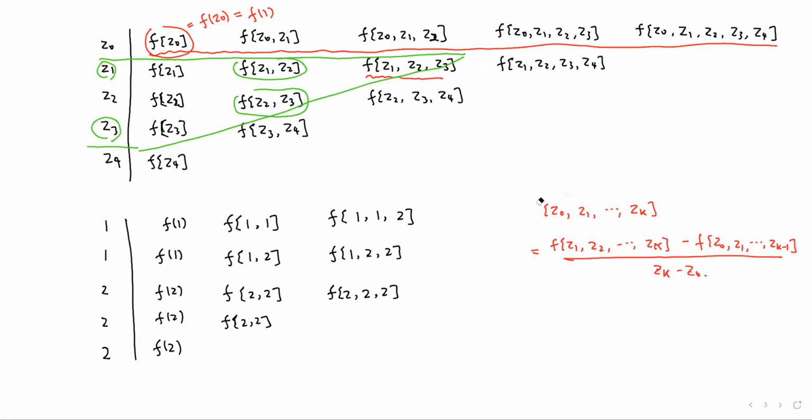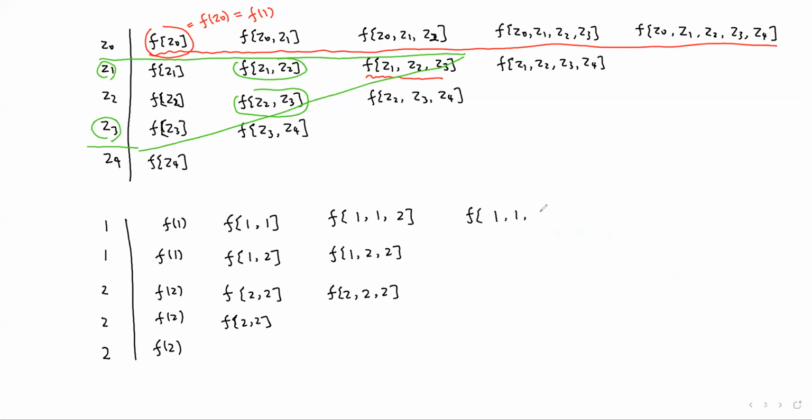Yeah, let me erase. The fourth column, the next column, 1, 1, 2, 2, and here is 1, 2, 2, 2, and the last entry 1, 1, 2, 2, 2.